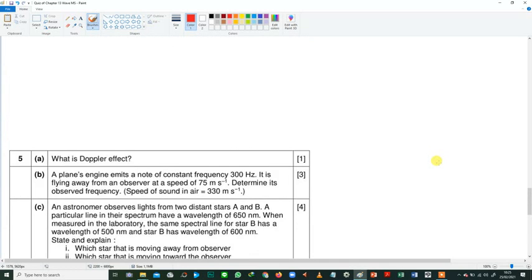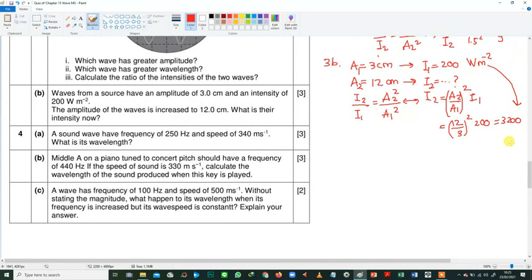Let's continue because we still have 4, 5, and 6. So it's for number 4, 4A. Basically, question number 4 is about wave speed. So remember first the equation of wave speed. Wave speed is equal to wavelength times frequency, or wavelength divided by period. And again, remember, we call this one lambda.